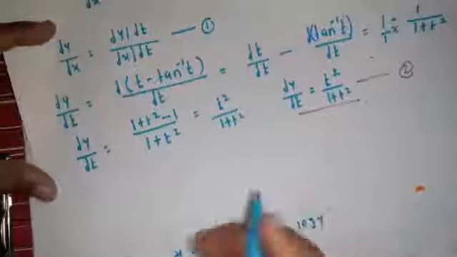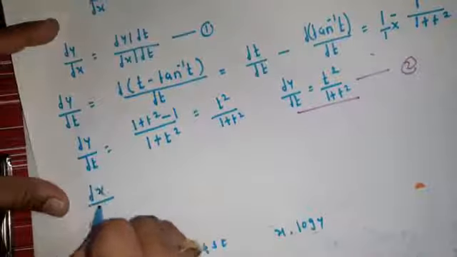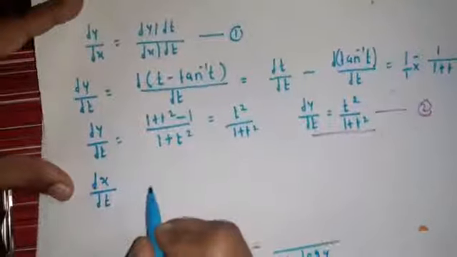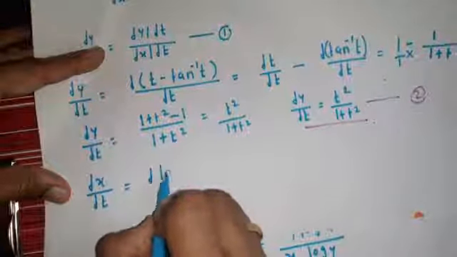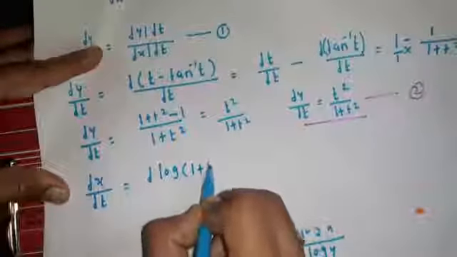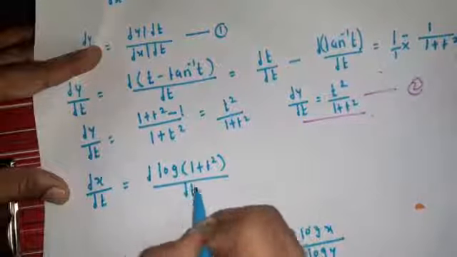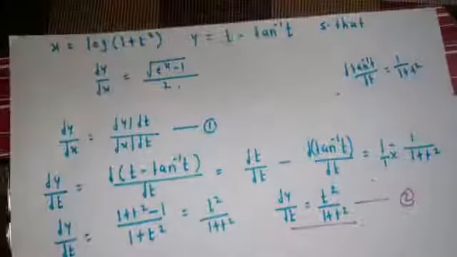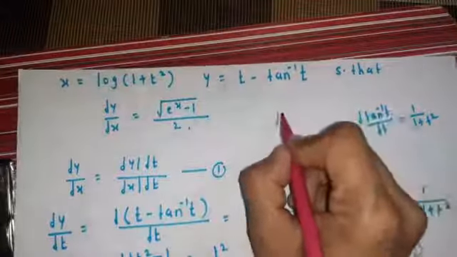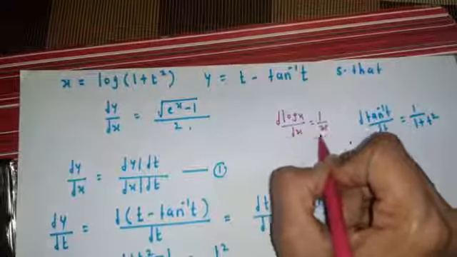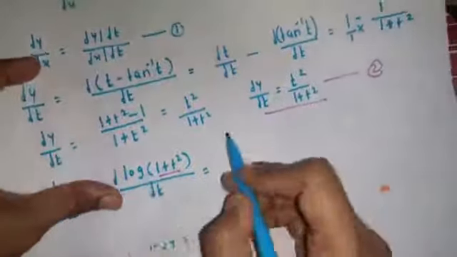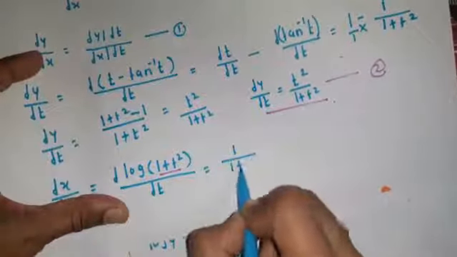Now, differentiation of x with respect to t, that is dx by dt. dx by dt is equal to the differentiation of log of 1 plus t square with respect to t. You know that differentiation of log of x with respect to x is 1 upon x. But instead of x here we have 1 plus t square, and therefore differentiation of log of 1 plus t square is 1 upon 1 plus t square.